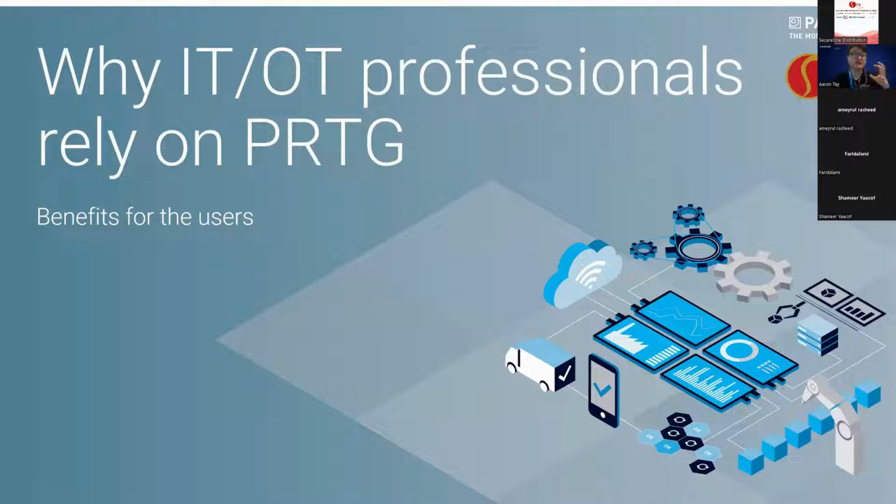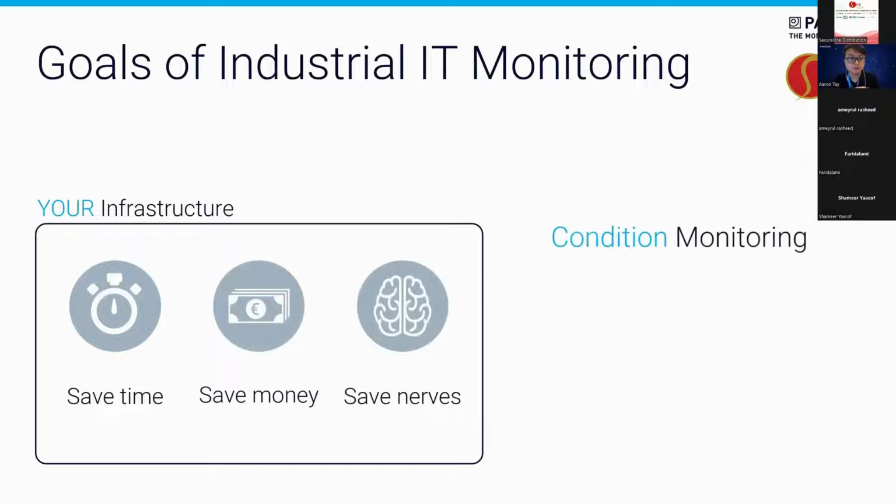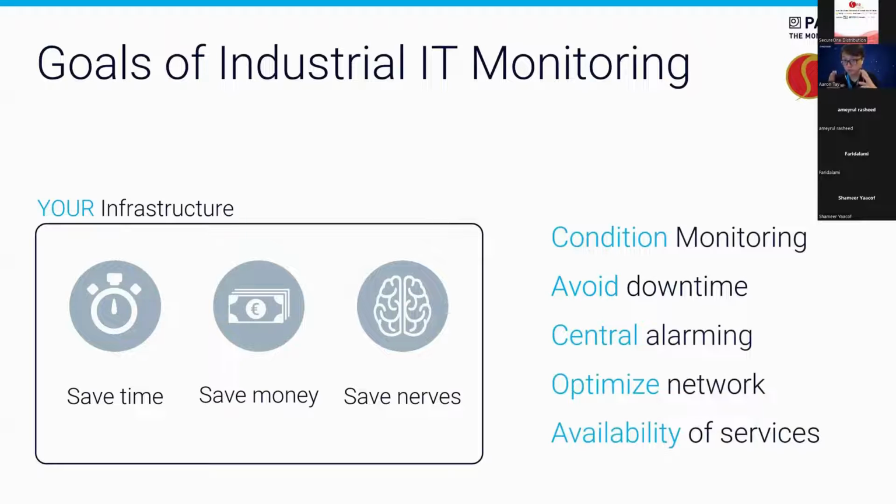And why do IT or OT professionals rely on PRTG? What does it actually mean to the users? What are the benefits to them? Okay. So most importantly, you must fulfill their goals. You must know the goals of the user. Okay, first, they would like to have condition monitoring. Let's say they have a factory. It's important to check the temperature and the humidity, because the factory needs to work in a certain environment. Then you can have the condition monitoring.